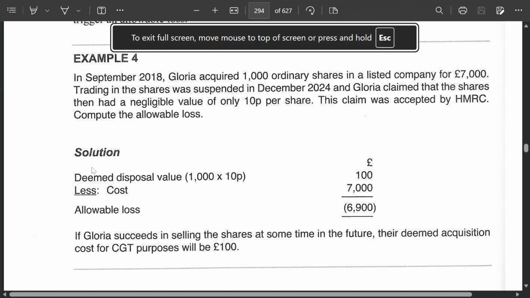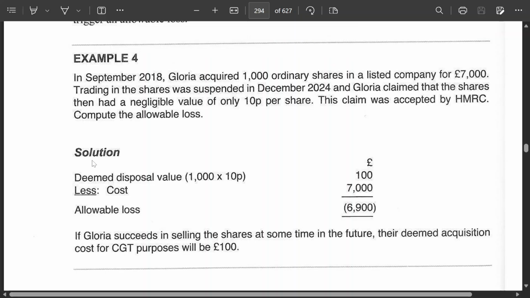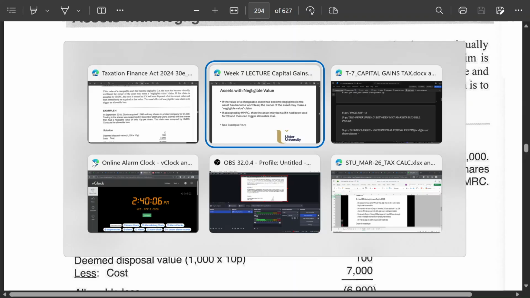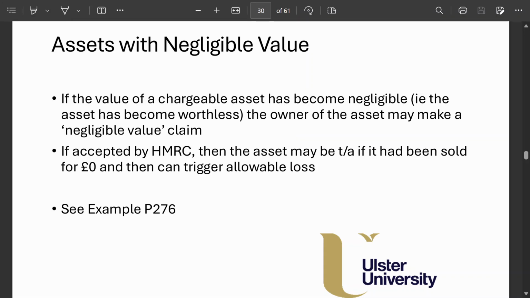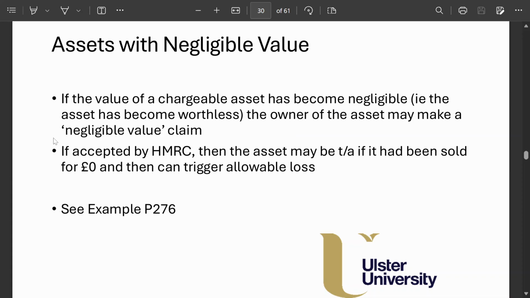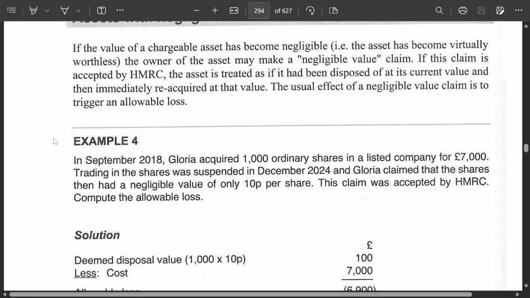Here's an example, but it's very simple. That's why the textbook is still helpful in many ways. So it's not assumed that it's sold at 0. It's assumed that it's sold at the negligible value and immediately reacquired. So this one you have to be a little careful. Read the book. The full picture is not given here. Very important because that gives you the true picture. This one doesn't give you the true picture.